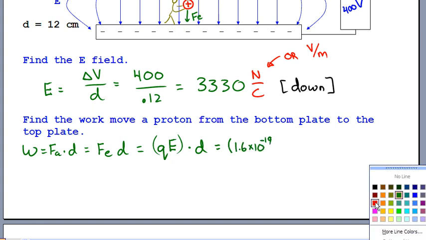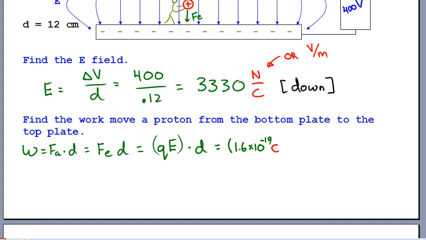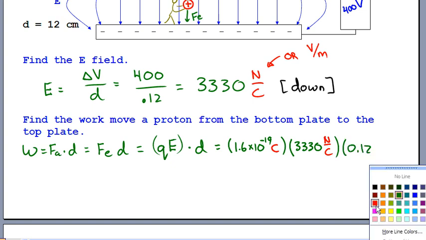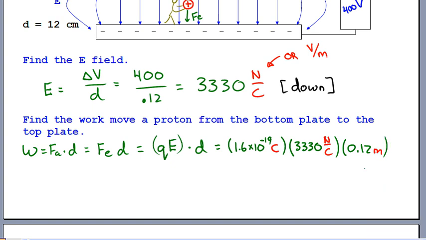I'm going to put the units in this time. Coulombs, that's for the proton, multiplied by an electric field of 3,330 newtons per coulomb. That would get me to force, and now I have to multiply by 0.12 meters. And that correctly calculates how much work is actually involved. The answer is 6.4 times 10 to the negative 17 joules.